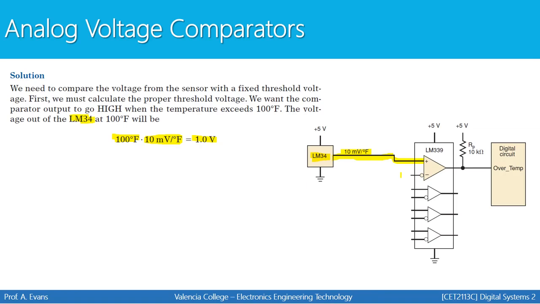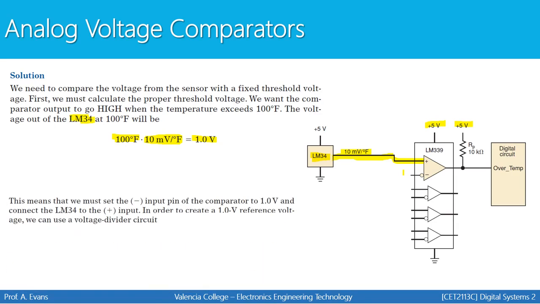Now let's say that this is a digital circuit and we don't have a 1 volt signal. We only have the 5 volt signal coming from our board. How can we create a 1 volt signal to be supplied right here at the second input? So we need to set the negative pin of the comparator to 1 volt, and we're going to connect the LM34 to the positive input.